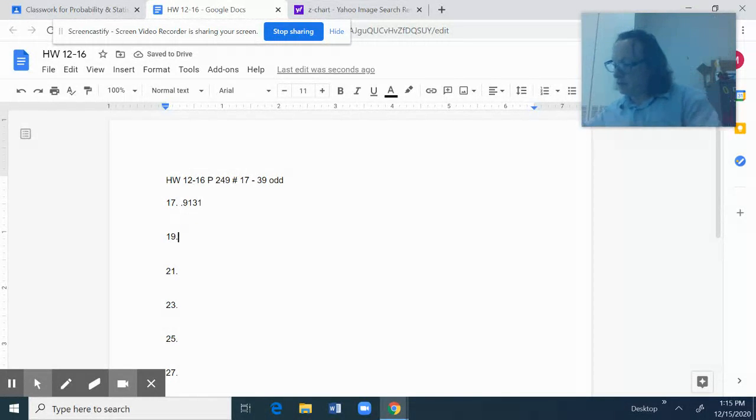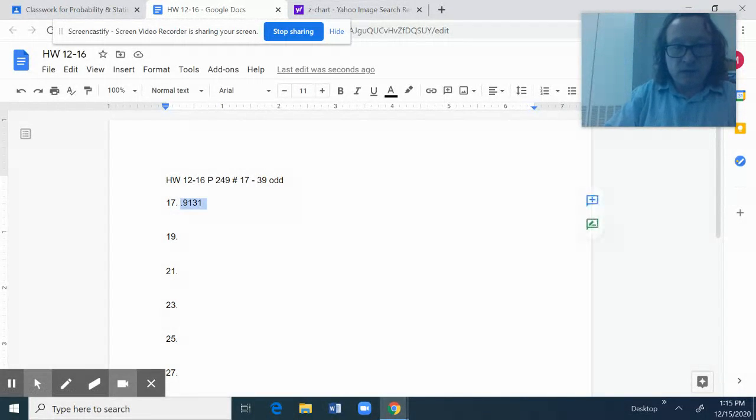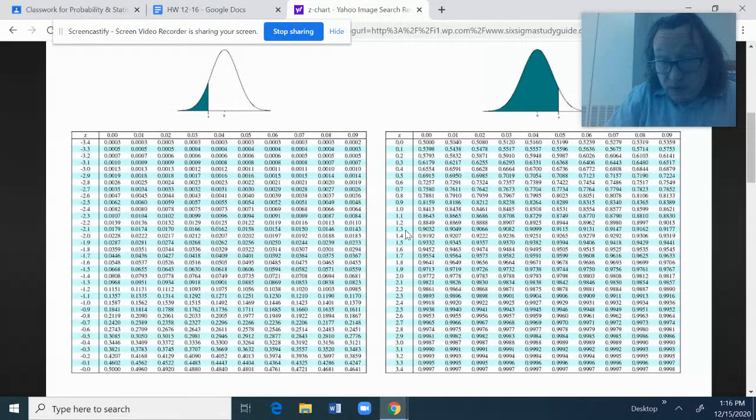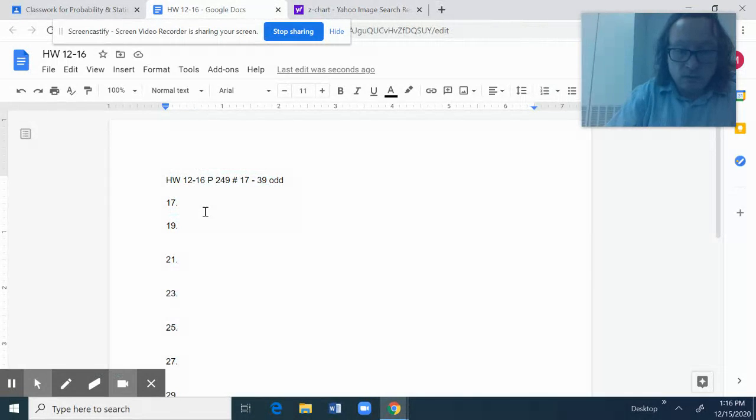Now, if we're going to go to the right, then we have to do something a little bit different. That should hopefully make sense to you. Oh, sorry, this wasn't 17. My bad, everybody. This was actually number 21. So 1.36 is 0.9131. Anything that you're going to the left of a number, you just look it up.